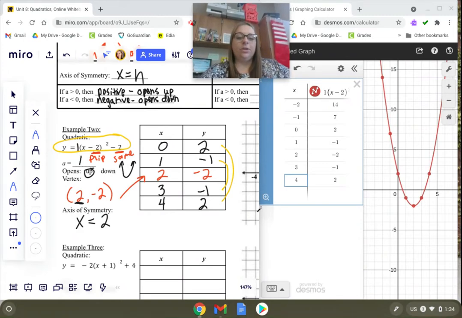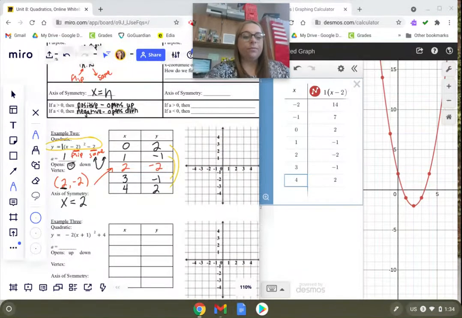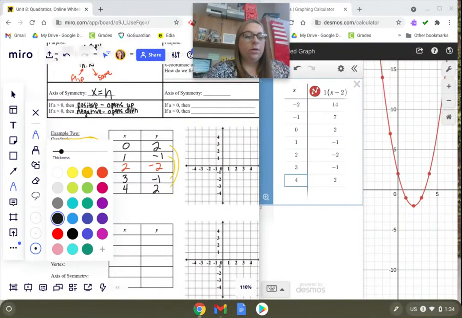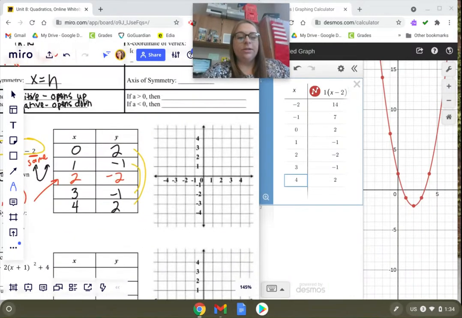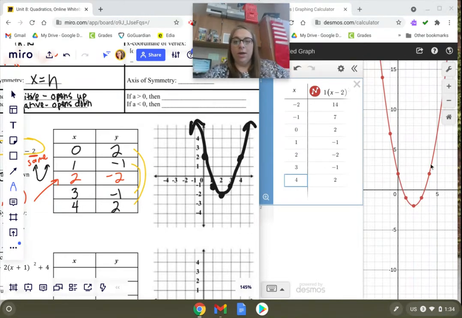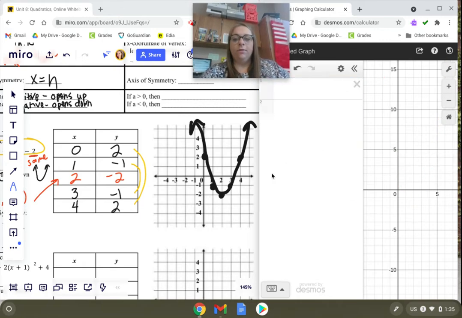And then lastly, what I want to do is graph those points. My first one is (0, 2), so that's here. I've got (1, negative 1), (2, negative 2), (3, negative 1), and (4, 2). Okay, so I've got the points. Now I just need to connect them. Voila. And again, it should match the one that we found on Desmos. Maybe not perfect, but we can see that those points do match. All right, so let's do that same process again for the next example.